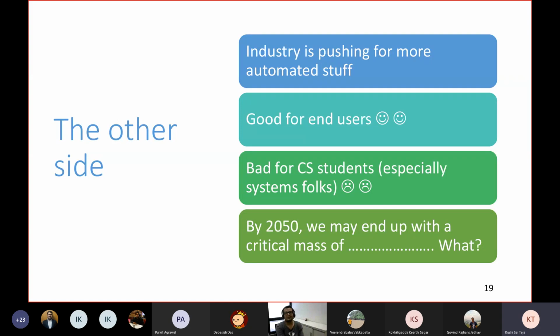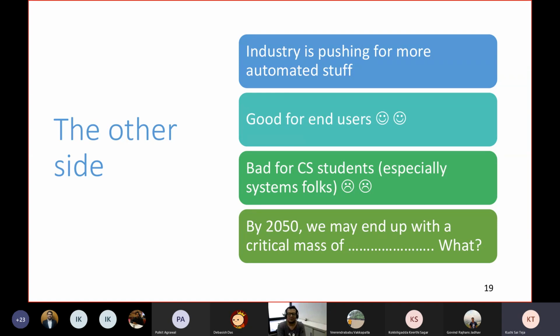But it's actually bad for CS students. When I say CS, I mean anyone who will design a system or build a system. And the question is why. The more automated stuff you start using, you will stop appreciating the abstractions and the other things that you have learned or are learning now. And suddenly it will be kind of a free lunch.